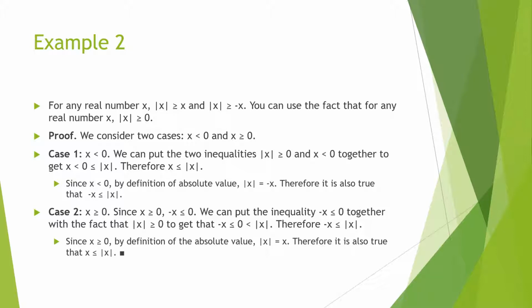Now, I need to prove that absolute value of x is greater than or equal to x for the second case. Since x is greater than or equal to 0, by definition of absolute value, we can say that absolute value of x is equal to x. Since it is equal, it is also greater than or equal. Therefore, we can say that we have proven both inequalities for both cases and we are done proving the theorem.